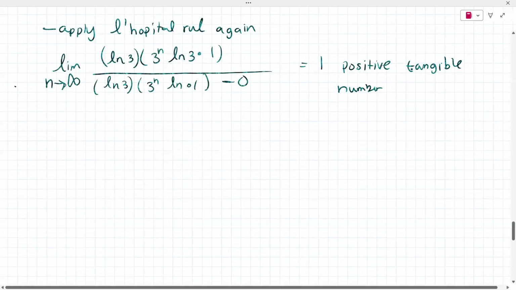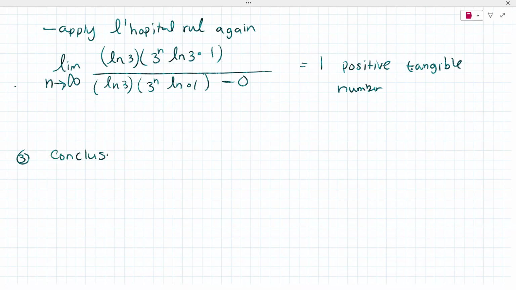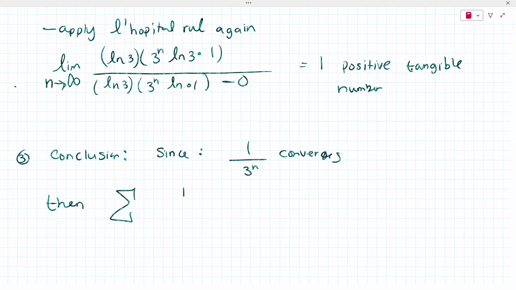Okay, so we can say that in conclusion, because the summation of 1 over 3^n converges, then the summation of 1 over 3^n minus n also converges.